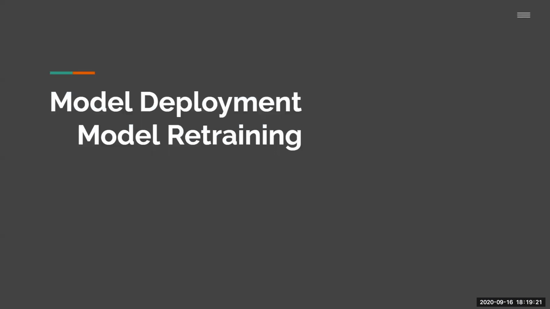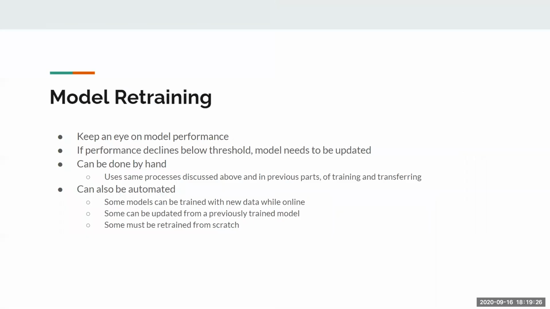Okay, so our last topic for right now is model retraining. Generally, when you're working with a machine learning model, you want to keep an eye on its performance, because over time, with changes in the data that's coming in, you could be seeing better or worse results than you might expect. So you keep an eye on it, and if your performance declines below a threshold, you need to update your model somehow. You can do it by hand, use the same processes we talked about in previous parts to gather data, train an entire new model from scratch, and then transfer and replace.